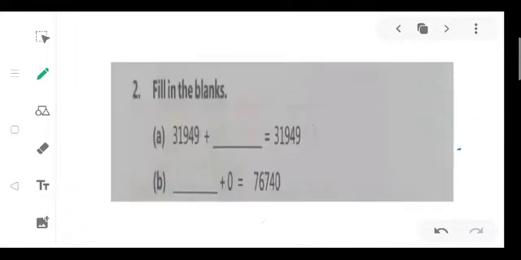Now question 2, fill in the blanks. First question in front of you, 31,949 plus dash is equal to 31,949. What do you understand from this question? It means whatever you add to the given number, the answer, the sum, will remain the same. So here we have to apply the addition property.